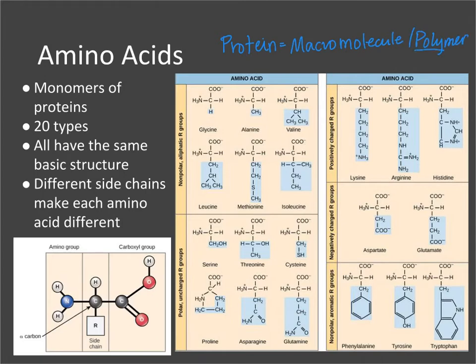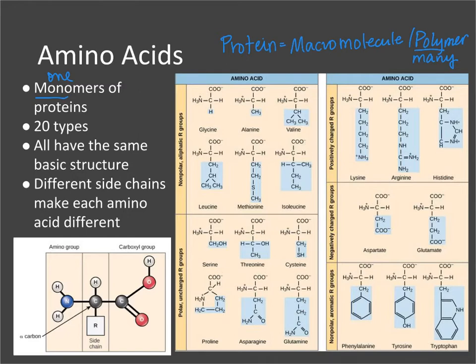Remember that poly means many. And polymers are just these large molecules that are made up of many monomers bonded together. So remember, mono means one. So amino acids are the individual building blocks that bond together to form this polymer that becomes a protein.